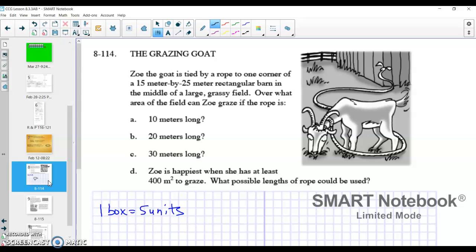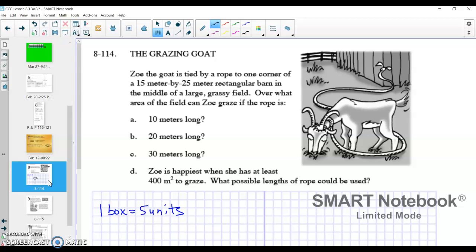8-114. This problem is the grazing goat problem. Zoe the goat is tied by a rope to one corner of a 15-meter by 25-meter rectangular barn. She's tied up on the outside of that rectangle, not on the inside. I think that's important because I got confused on that. It's asking over what area of the field can Zoe graze if the rope is 10 meters long, 20 meters long, 30 meters long. And then the last one is she's happiest when she gets to graze 400 square meters. What should the length of rope be?